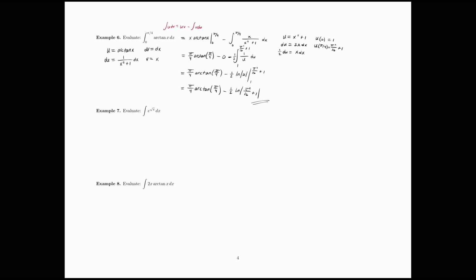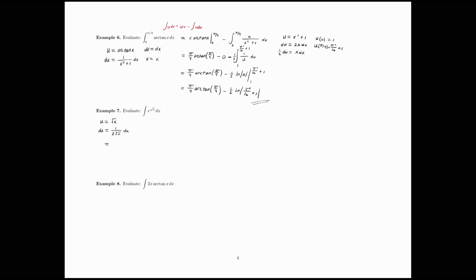Okay. Example 7. This is an exceptionally challenging integral. Maybe not exceptionally challenging, but it is challenging until you see an example like it and think to do this. So, for this kind of example, we're actually going to start with a u substitution. So let u equal the square root of x. So then du is 1 over 2 square roots of x dx.